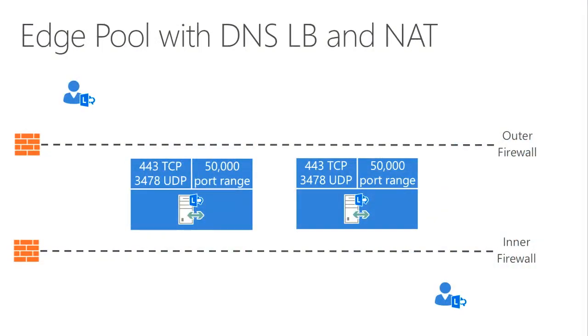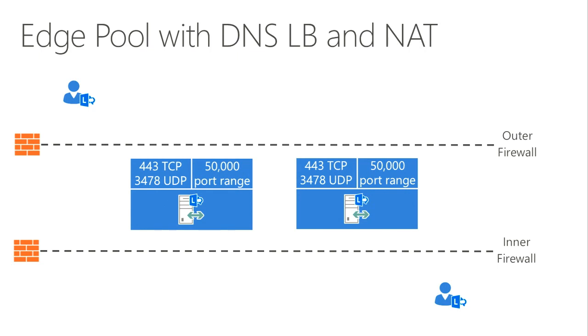In Lync 2010, I believe, we also allowed edge servers to use NAT, and that introduced a new interesting problem. So think about the following situation. We have, again, Alice in the internet. She's on top. We have Bob on the bottom. He's in an internal network.